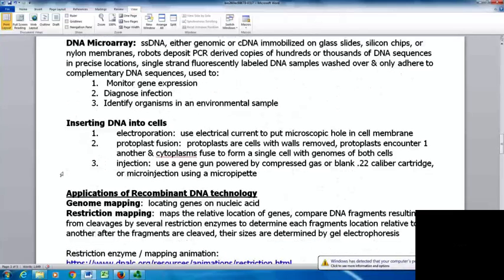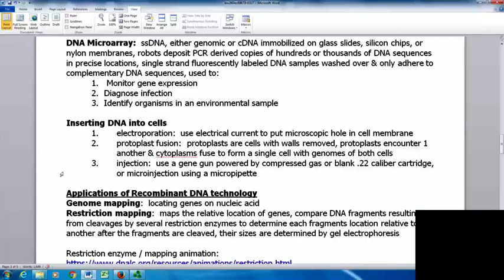When we want to insert DNA into the cell, we have to have a way of getting it in there. There are a few ways that we can use other than using the vectors. One is electroporation. Here an electrical current is used and puts a microscopic hole in the cell membrane. You can do protoplast fusion.